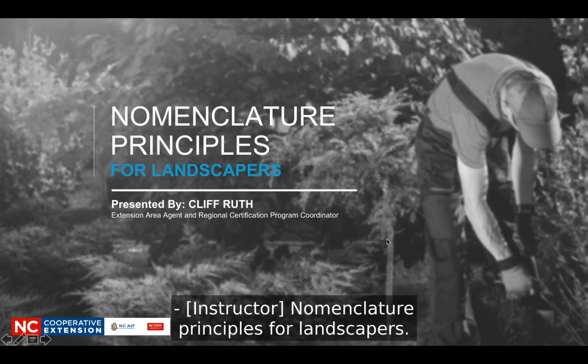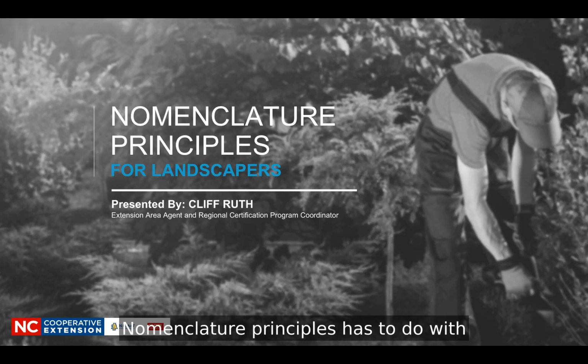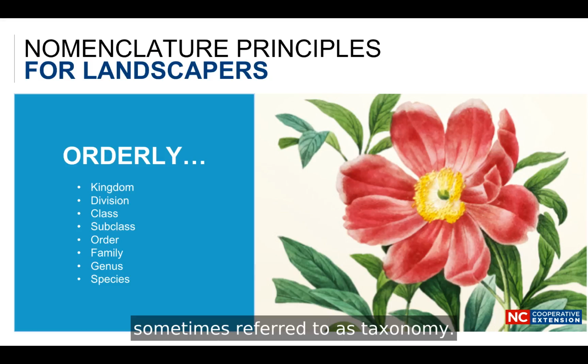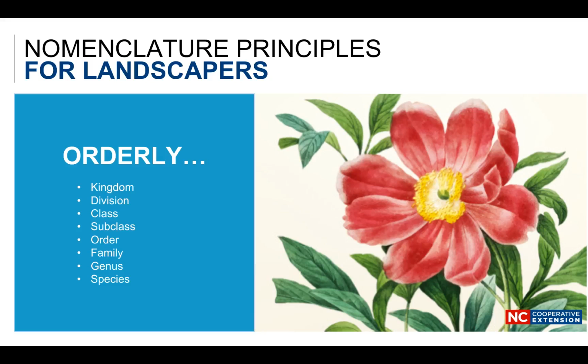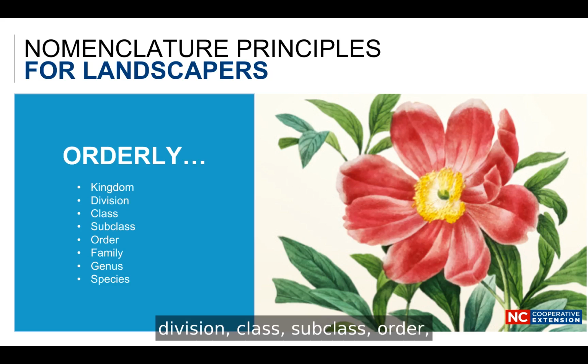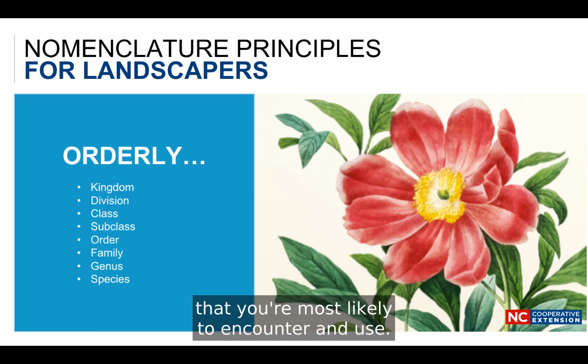About nomenclature principles for landscapers. Nomenclature principles has to do with naming the living organisms, sometimes referred to as taxonomy. It's a very orderly process, meaning that we start off with a kingdom, division, class, subclass, order, family, genus, and species. And for you as a landscape contractor, the last three are probably going to be those that you're most likely to encounter and use.